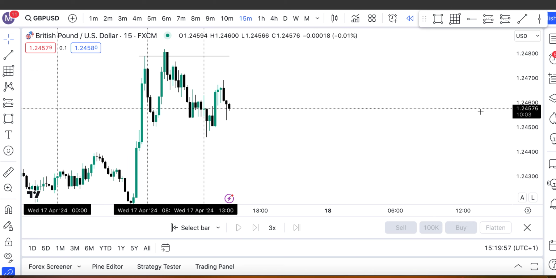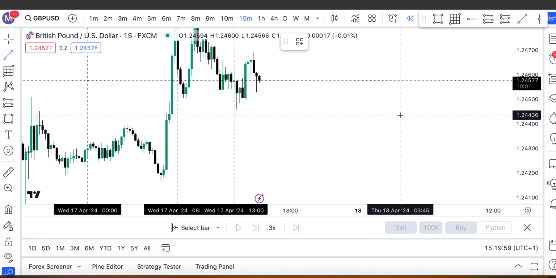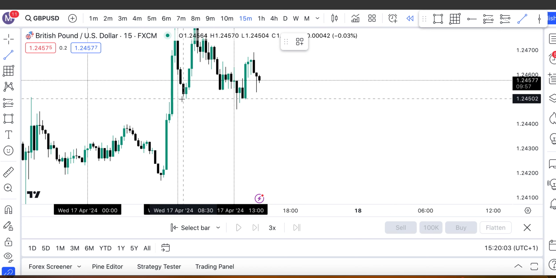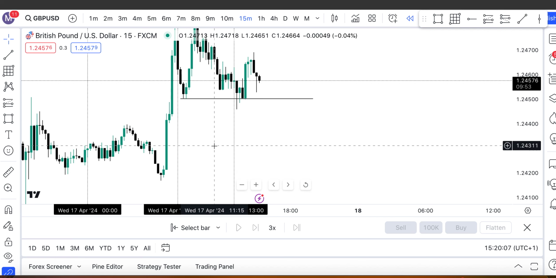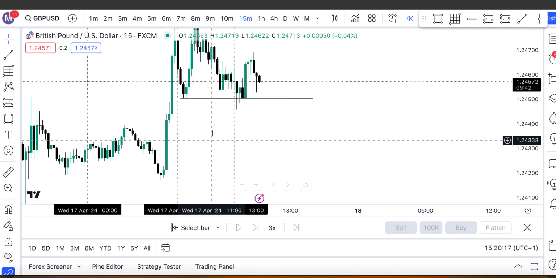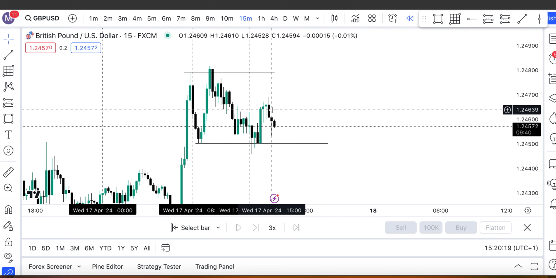Same thing in New York. When New York opened, what do they want to do? They want to take out the traders in London. So how do they do that? By taking out the previous session's high or low. And they've just done this now. So do you see how by using the previous sessions, we can start to form trades based off liquidity sweeps? Because these are all liquidity sweeps. When price takes out a session high or low, it's a liquidity sweep.